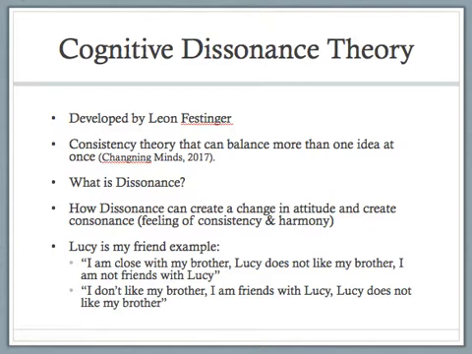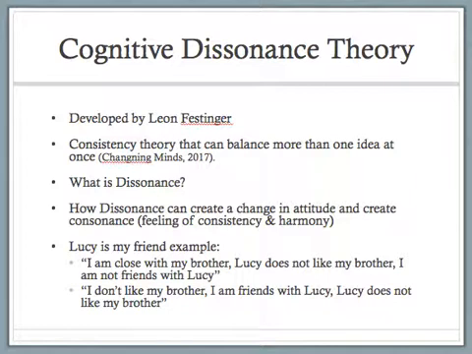The cognitive dissonance theory developed by Leon Festinger is a type of consistency theory that can balance more than one idea at once. The mind tries to change feelings of dissonance. Dissonance is about being unbalanced in the mind. For example, the phrases, I smoke cigarettes and cigarettes are bad for you, create dissonance and may lead an individual to change their behavior to balance it out. This would lead to a consonant thought, I don't smoke cigarettes and cigarettes are bad for you.